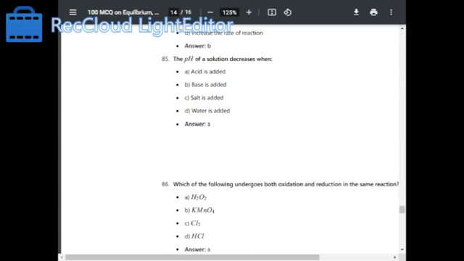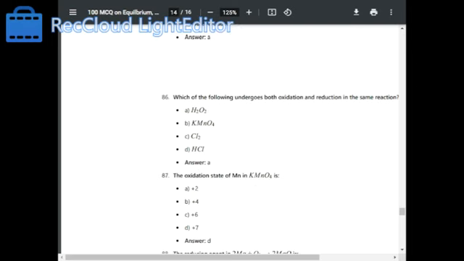Question number 85. The pH of a solution decreases when. Option A, acid is added. Option B, base is added. Option C, salt is added. Option D, water is added. The correct answer is A, acid is added. The pH of a solution decreases when acid is added. Option A is correct.